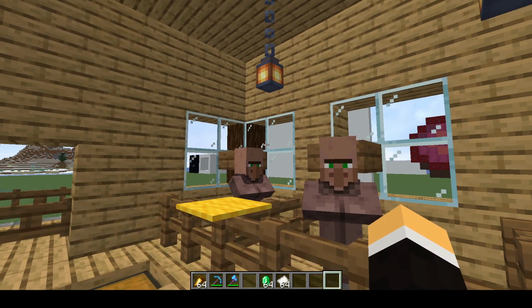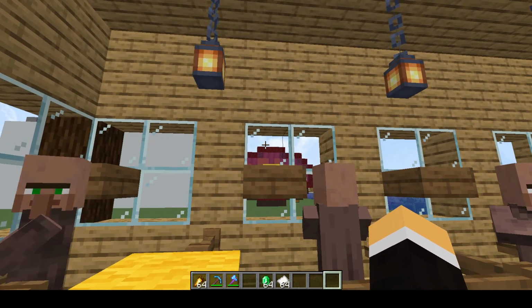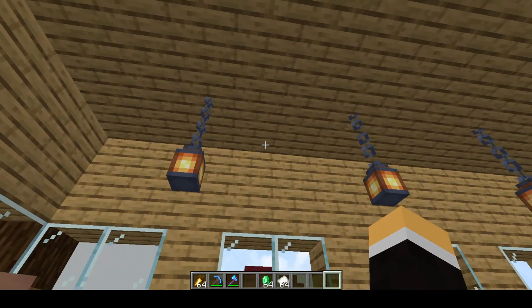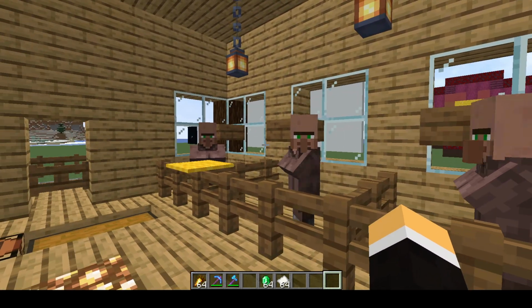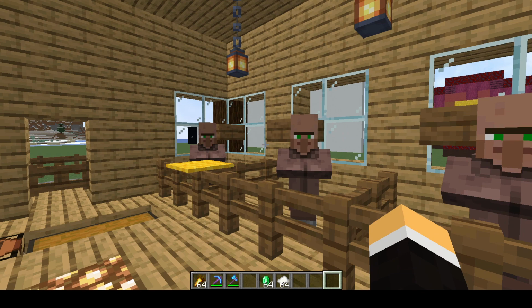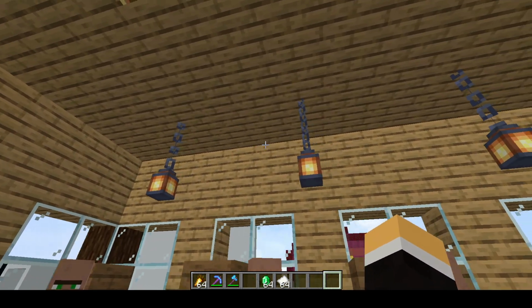Okay, one of the last things I want to mention here, to make this a quick video as fast as I can: if you notice, I have 3 blocks of airspace above them, then I have the ceiling. 1, 2, and 3. And the main reason for that, regardless of the type of trading hall you have, is you want to make sure you have 3 blocks of airspace, and then, of course, your ceiling.